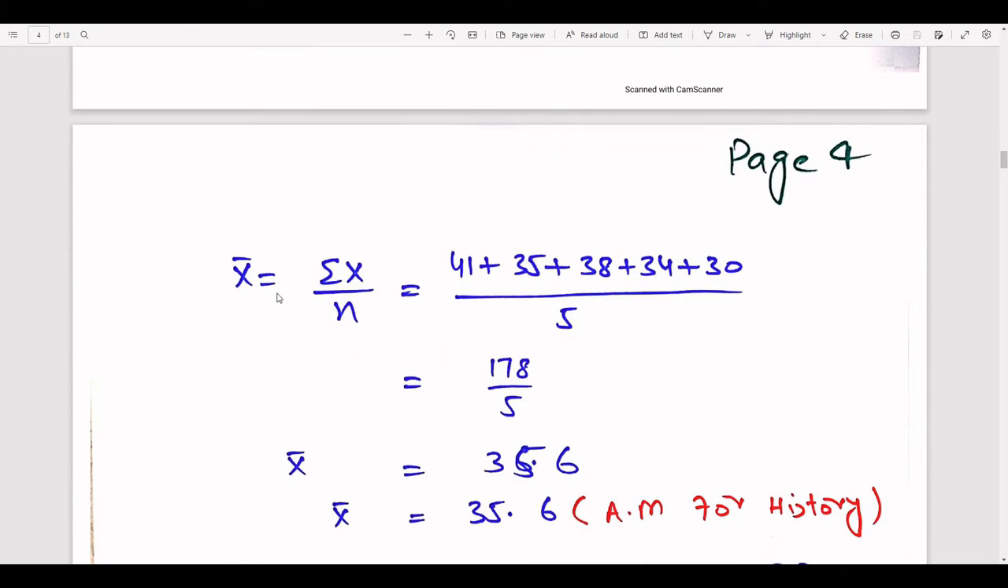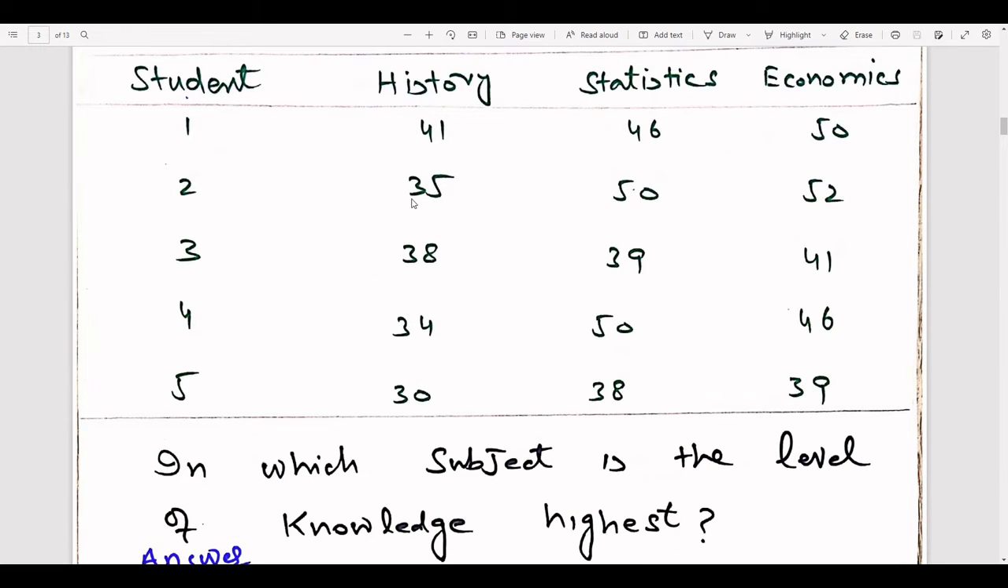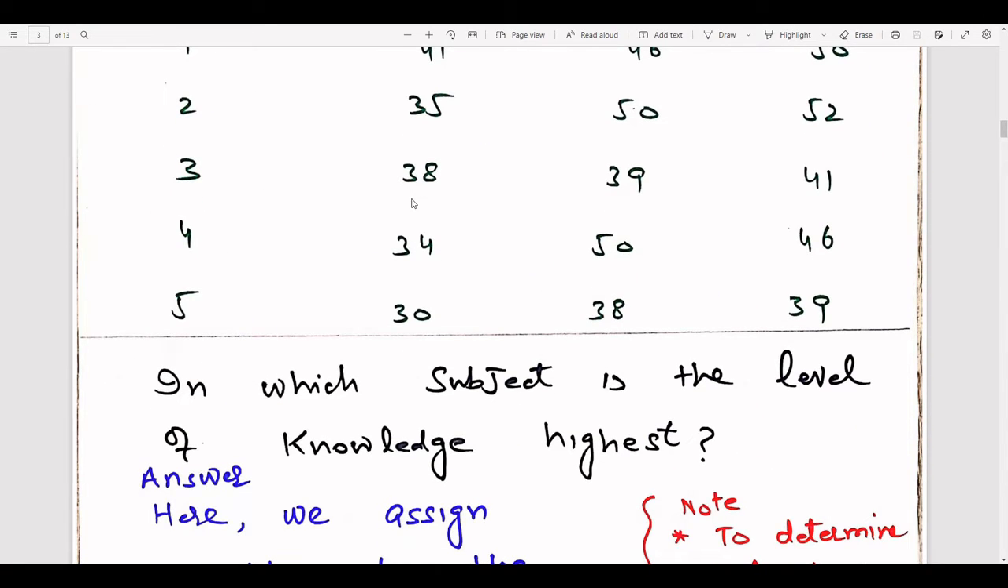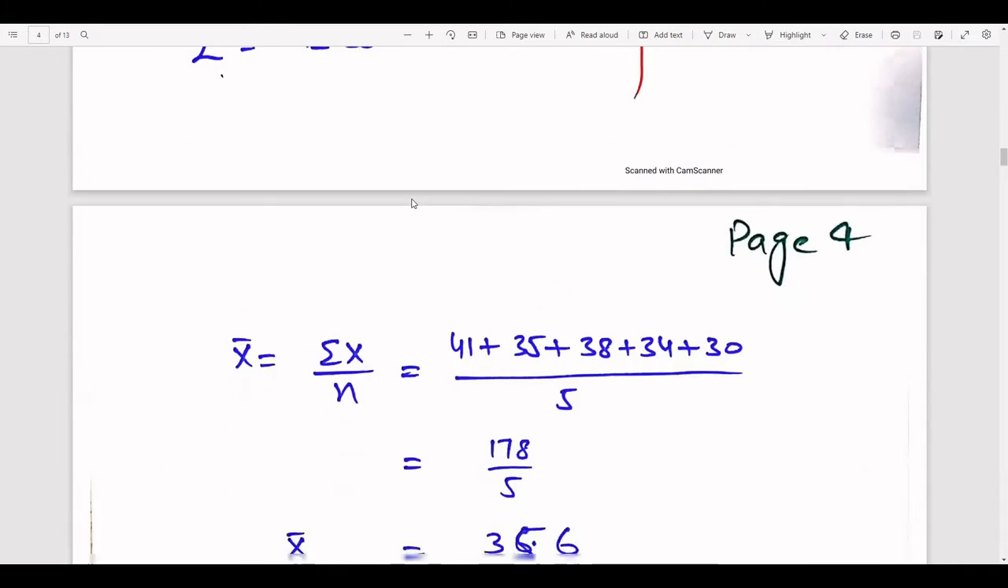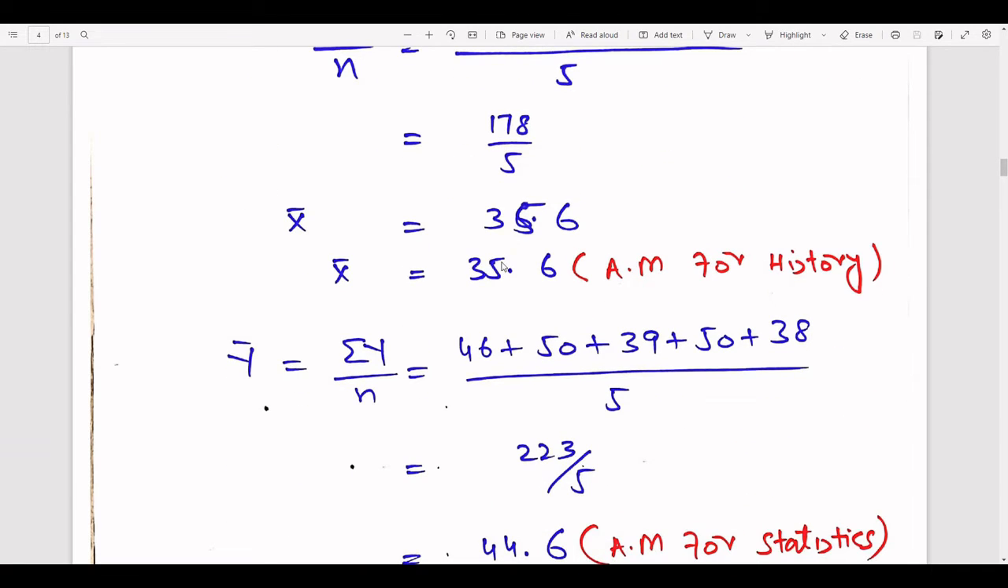So x bar is equal to sum of x over n, and x is history. 41 plus 35 plus 38 plus 34 plus 30. Add these observations, divided by 5. So 178 is the answer. Total n is the number of observations because we have 5 students, so put here 5. Here is the answer, 35.6. This is the arithmetic mean for history.